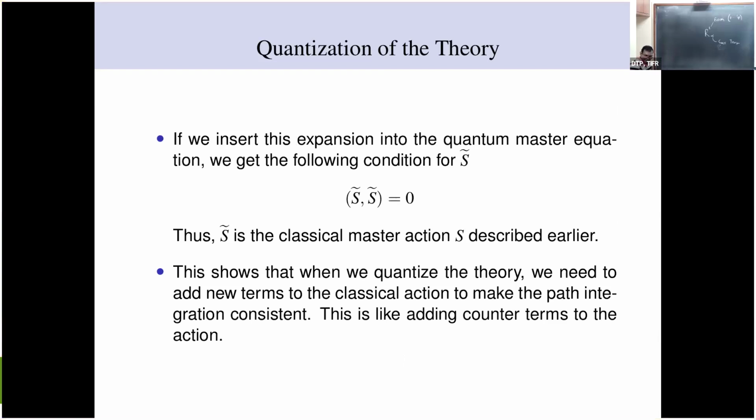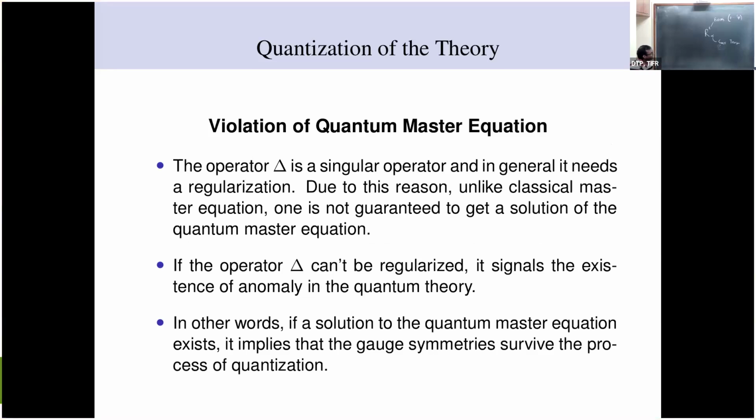Will these additions be local? For the usual theories, they will be local. But in string theory, there could be something different. No, but if we have usual theories with massless fields and so on, it will be local. So they will be like the standard counter terms we add, like in normalizing the theory.